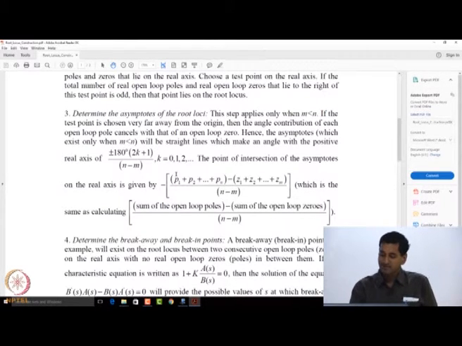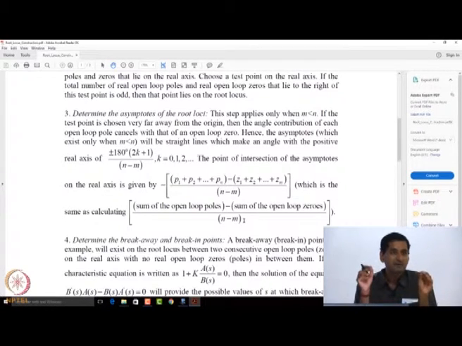So that's what we have. And the point of intersection of the asymptotes on the real axis is given by this formula, which is the same as calculating the sum of the open loop poles minus the sum of the open loop zeros divided by n minus m. How do we get this formula? I leave it to your homework. So you think about it.